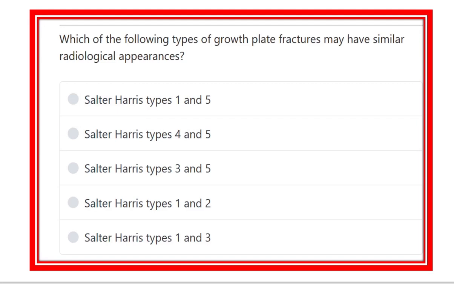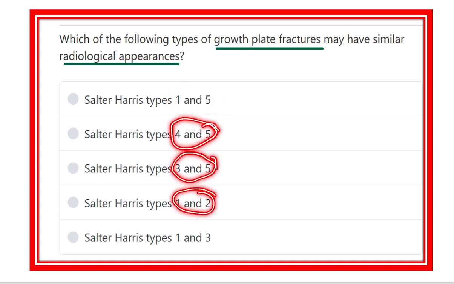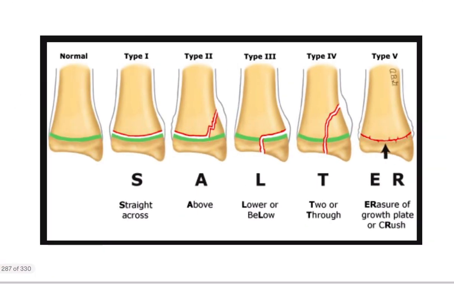The following types of growth plate fracture may have similar radiological appearance. That means, in case of growth plate fracture, which of the two are similar? Here the options are Salter Harris type 1 and 5, Salter Harris type 4-5, Salter Harris type 3-5, 1-2 and 1-3. So we have to find the option in which the Salter Harris types have the same radiological appearance.